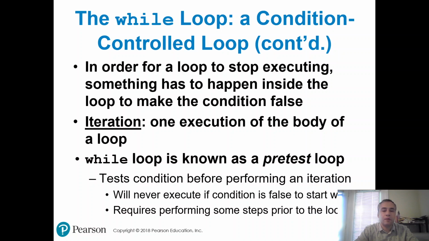All right. We also call a while loop a pretest loop, because basically it tests the condition before performing an iteration. So in order to enter the loop, your condition has to be true to begin with. And to make it true, you almost always have to define a corresponding variable before the loop and set it up so that your condition is true.